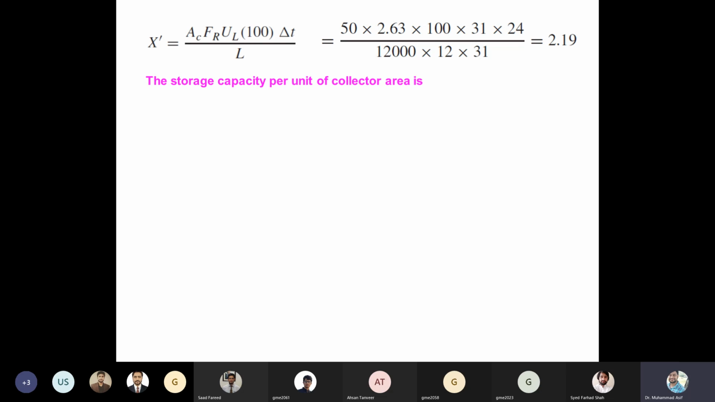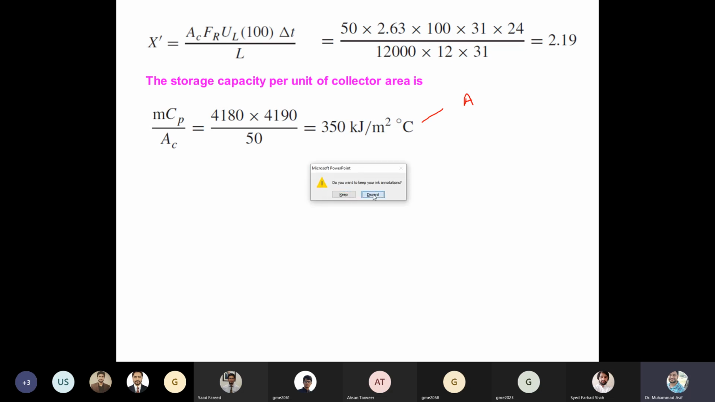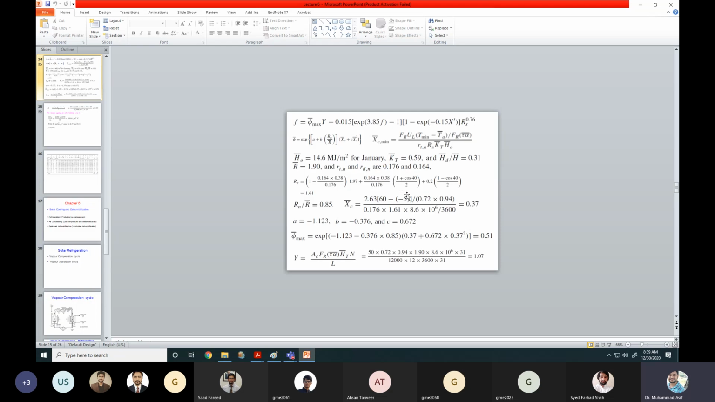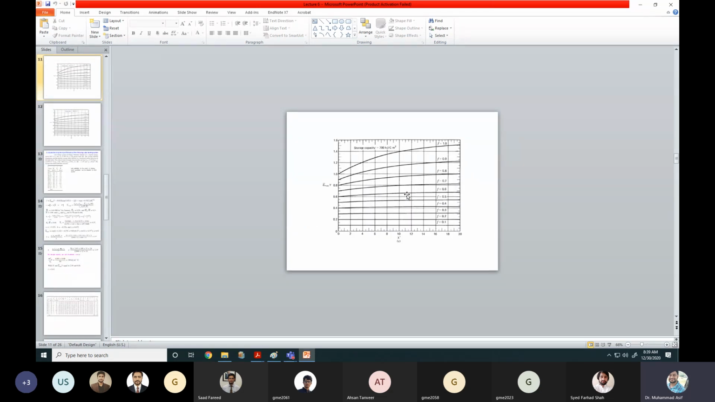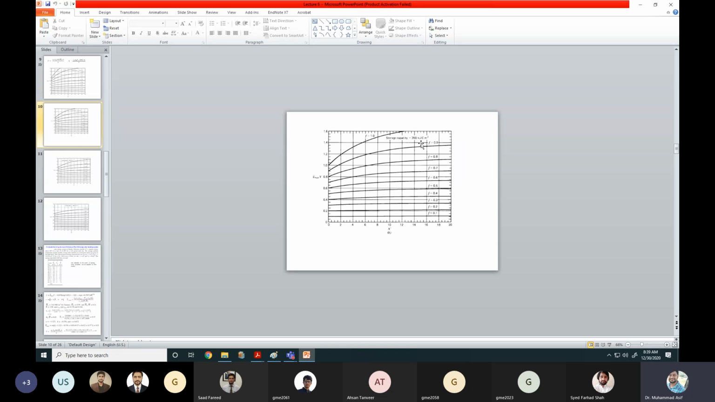And we also need the storage capacity of this particular solar heating system, which is equal to MCp per unit area of the collector. So that storage capacity is basically MCp, but we need it per unit area of the solar collector. That's 350 kilojoule per meter square per degree C. So for this, I think graph A will be used, but graph A or graph B, we have to verify which graph will be used. Let me see that for 350, right? Yeah, graph B will be used.